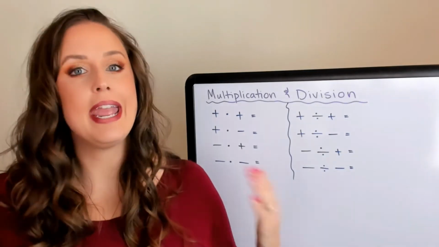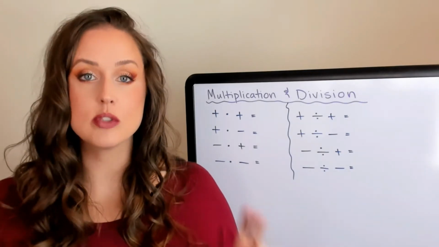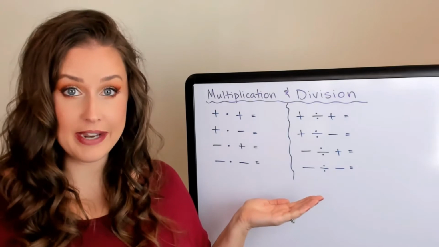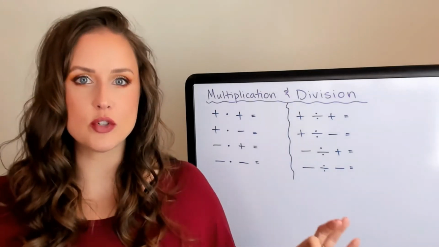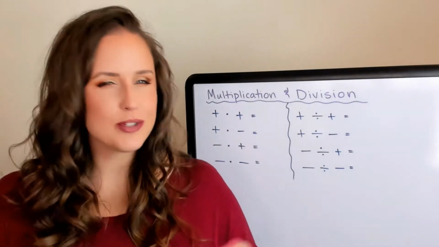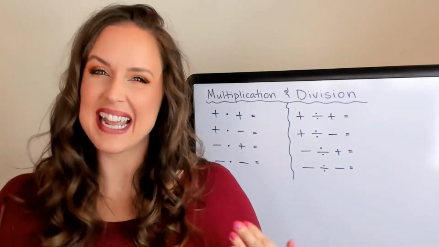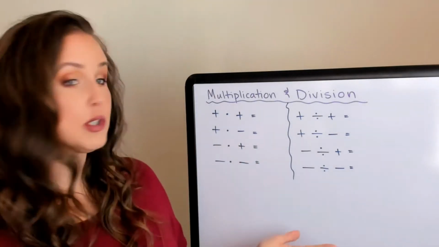Negatives and positives can be very frustrating, I know. So what I'm going to start off with is multiplication and division, because these rules are very straightforward. They don't change. The rules don't change with addition and subtraction either. It's just getting used to them. But let's start off with multiplication and division.